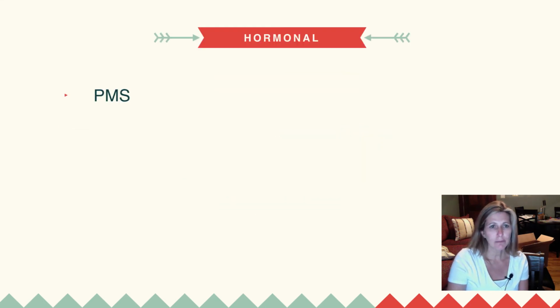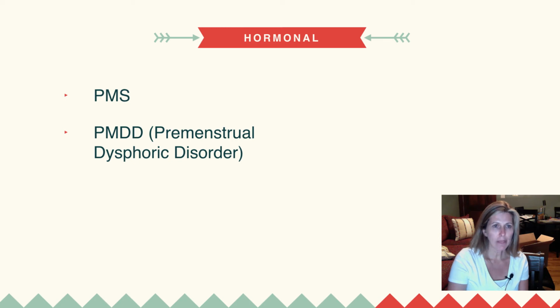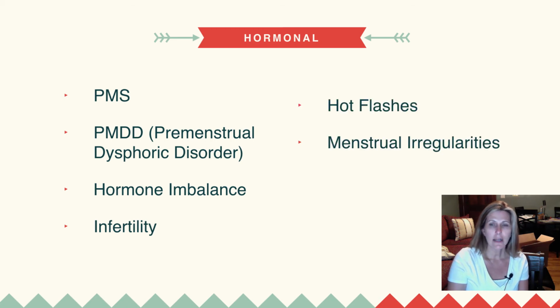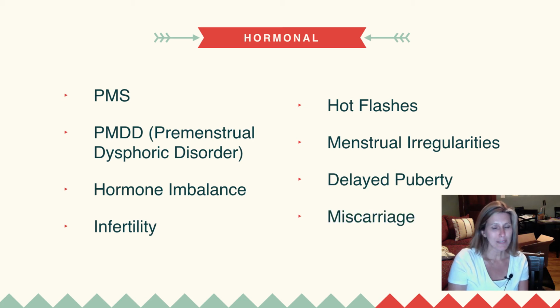Hormonal symptoms: PMS, something called PMDD, premenstrual dysphoric disorder, which is PMS on steroids. Hormone imbalance, infertility. I can't tell you how many stories I've heard of people being infertile until they went gluten-free, and then being very easily able to get pregnant after that. Hot flashes, menstrual irregularities, delayed puberty, and even miscarriages can be caused from a gluten sensitivity or from celiac disease.